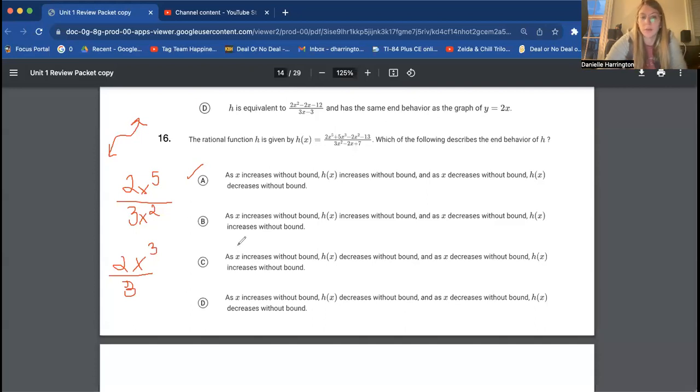Well, let's just continue. As x increases without bound, h of x increases. As x decreases, h of x increases? No. And remember, h of x is just the y. Is it going up or going down? That's what that means. As x increases without bound, h of x decreases. Nope, that doesn't happen. As x increases, y increases. And since that says the same thing, we were right about picking A.